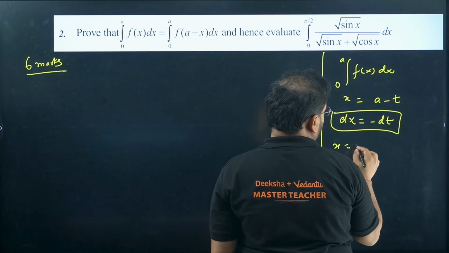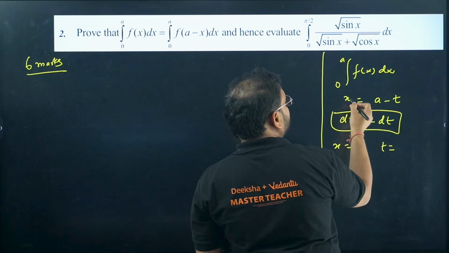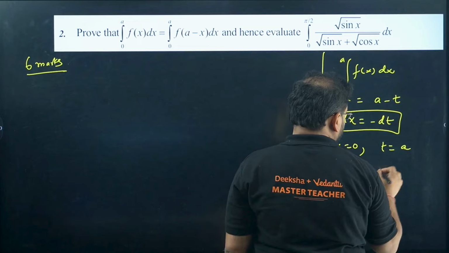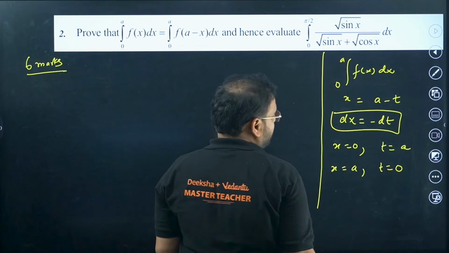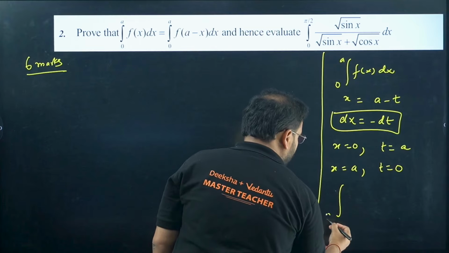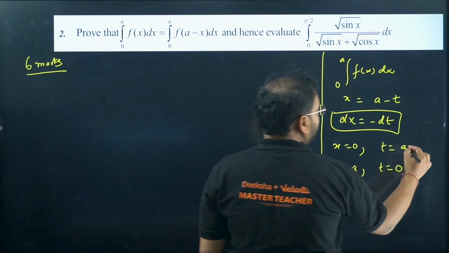When x is 0, your t will be what? Check here. This is 0 means t will be a. When x is a, t will be 0. When you put a over here, a and a cancel, t becomes equal to 0. So integration changes now. From 0 to a becomes a to 0. This is a, right? A to 0. This is my lower limit. I hope you can understand that.